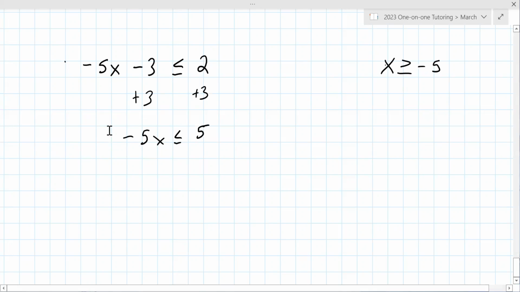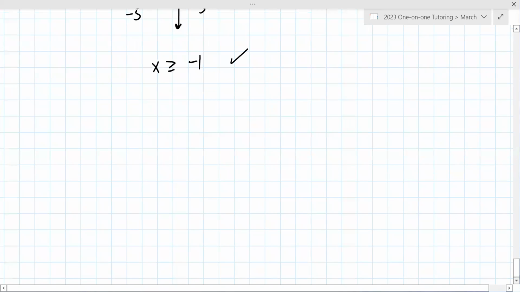Now, there's a negative 5 in front, so you're dividing both sides by negative 5. That flips the inequality. You did that part. But look at this now. 5 divided by negative 5, what is it? Negative 1. Good. Oh my gosh, I don't know how I didn't do that right.